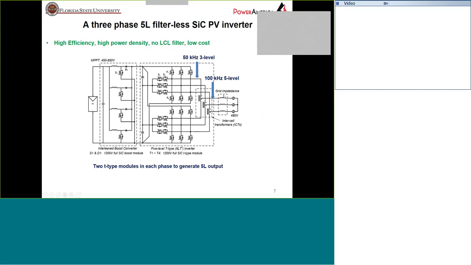This inverter is actually grid impedance. We are using the line impedance for the filtering. And those three intercell transformers are highly coupled magnetics that don't work as a filter. It's like a wave combiner to combine two 3-level waves into a 5-level waveform. And the weight of the ICT is 500 grams, 0.5 kilogram. So you totally got rid of the LCL filter? Yes, yes. Okay.